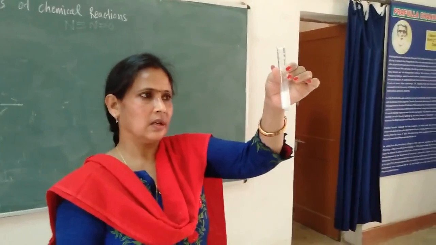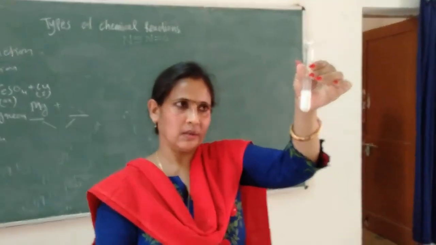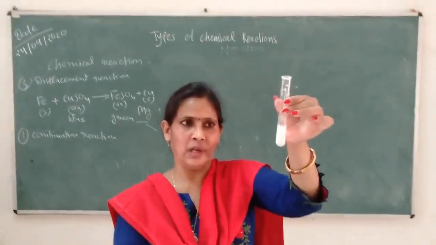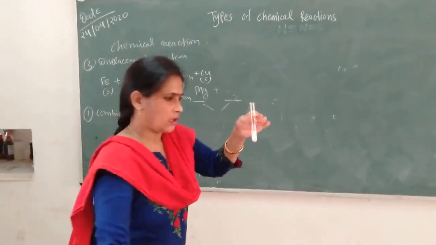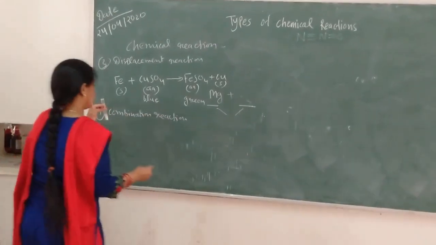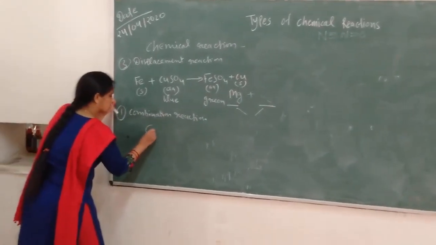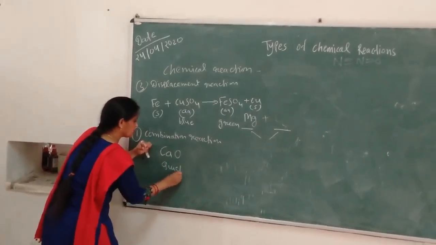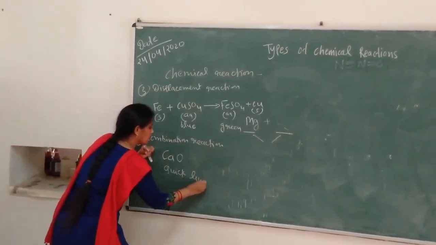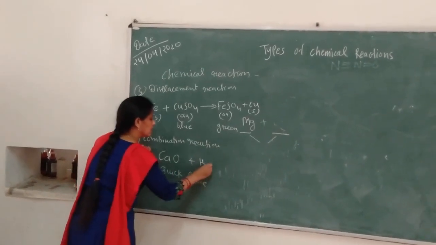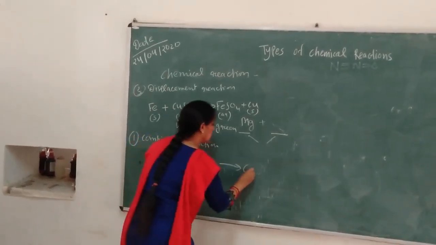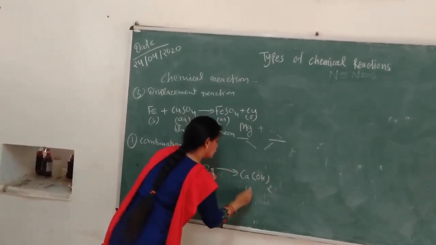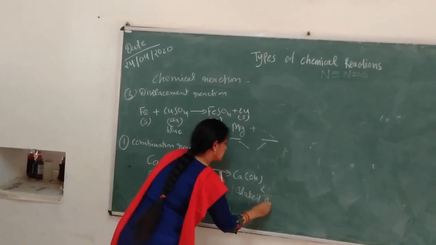You can see one solution is obtained. This is calcium hydroxide. Listen, in the combination reaction, calcium oxide is known as quicklime. By adding water, it converts into calcium hydroxide. It is also known as slaked lime.